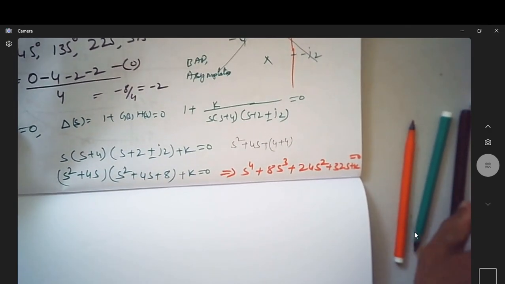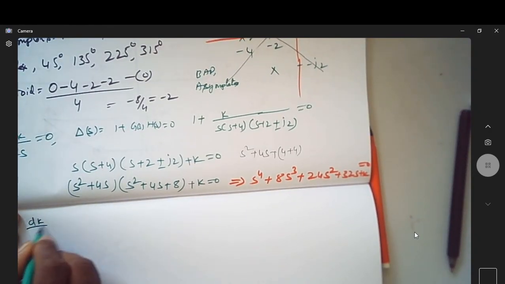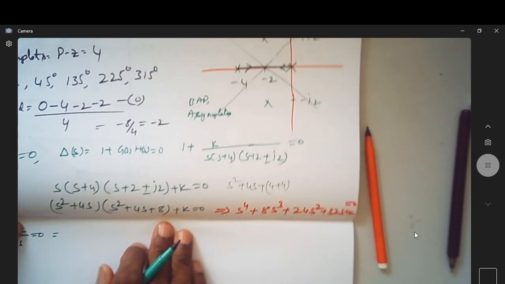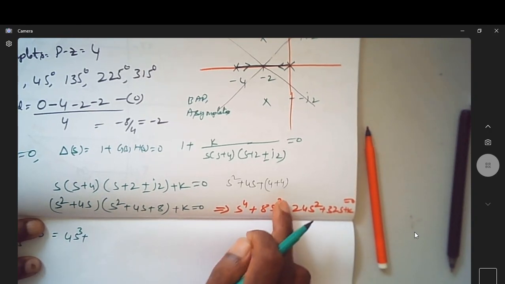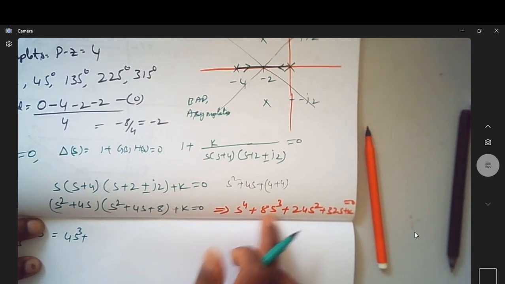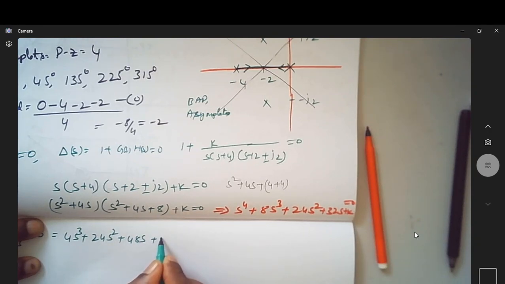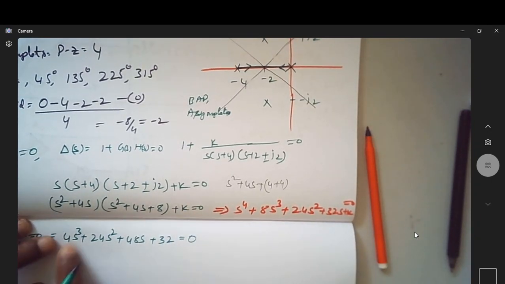So let us differentiate this, try to get the roots. So dk by ds equal to 0 will result in 4s cube plus, this is the differentiation of this equation, 24s square plus 48s plus 32 equal to 0 is my dk by ds.